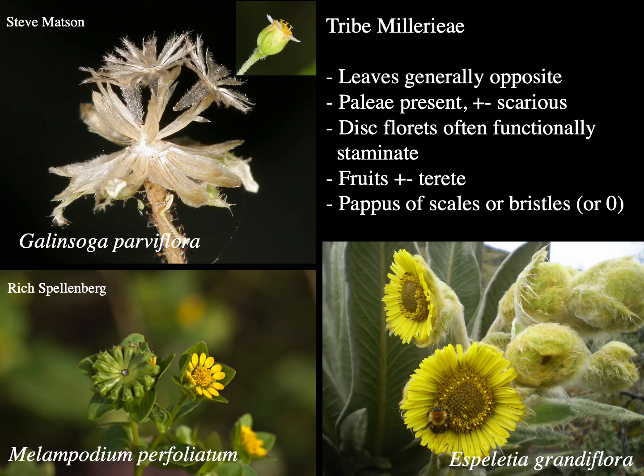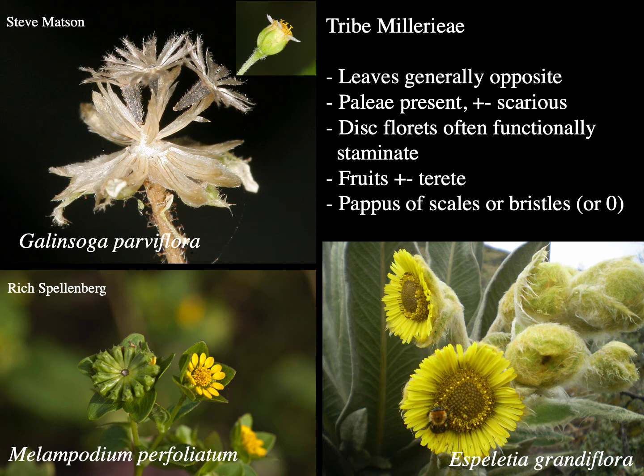So the third major tribe of paleate members of the Heliantheae Alliance is tribe Millerieae, and this group includes nearly 400 species and about 34 or 35 genera. These tend to have a more subtropical distribution overall. So the leaves are generally opposite, as in many Heliantheae, and the foliage in general is often notably glandular. The paleae are present again, of course, in this group, and they're often scarious, as you can see in the Sclerocarpus in the upper left.